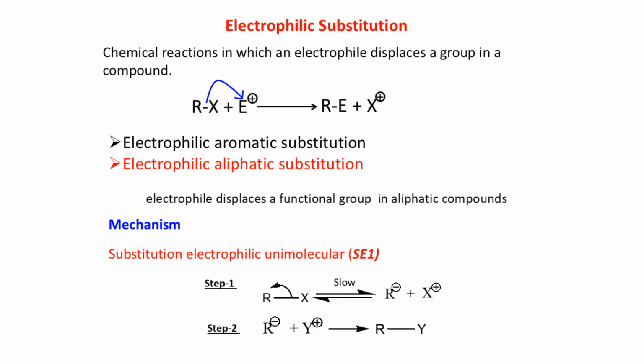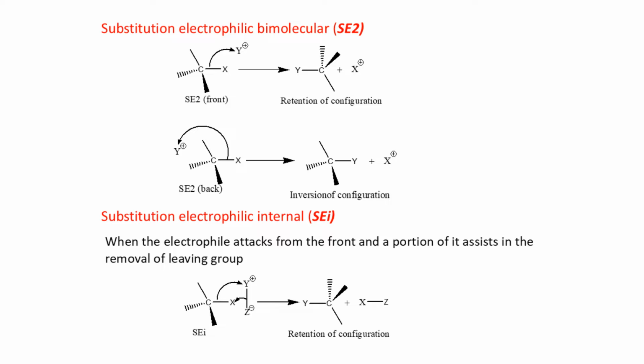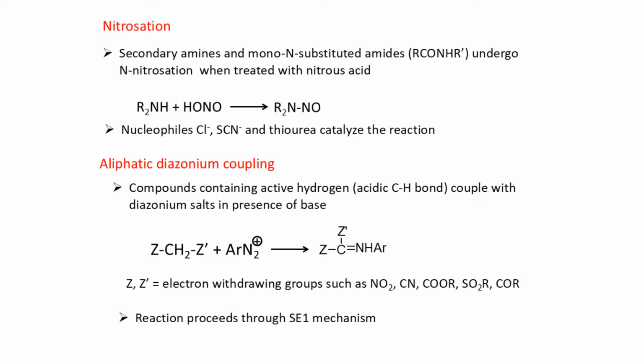Electrophilic substitution involves an electrophile displacing a group in a compound. This can be aromatic or aliphatic substitution. Electrophilic substitution can be unimolecular, bimolecular, or internal, depending on how the electrophile attacks and assists in the removal of the leaving group.